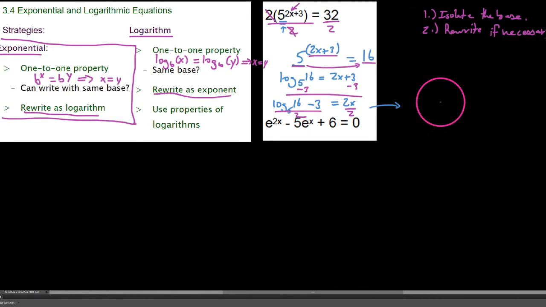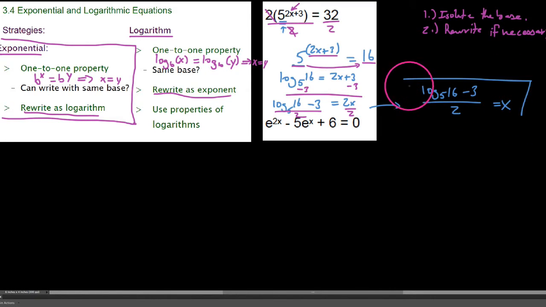So looking over here, we would say that I have x on the right side, and on the left side, we just have all this stuff. We have log base 5 of 16, we subtracted 3 off of that, and then we divided everything in half. So now what we need to do is box this, first of all, because this is the exact value of x.